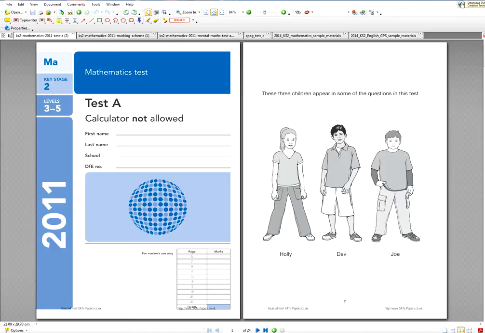We are having another look at this paper. We've done this a while back. It's the 2011 Test A QCA paper. Let's have a look at that.